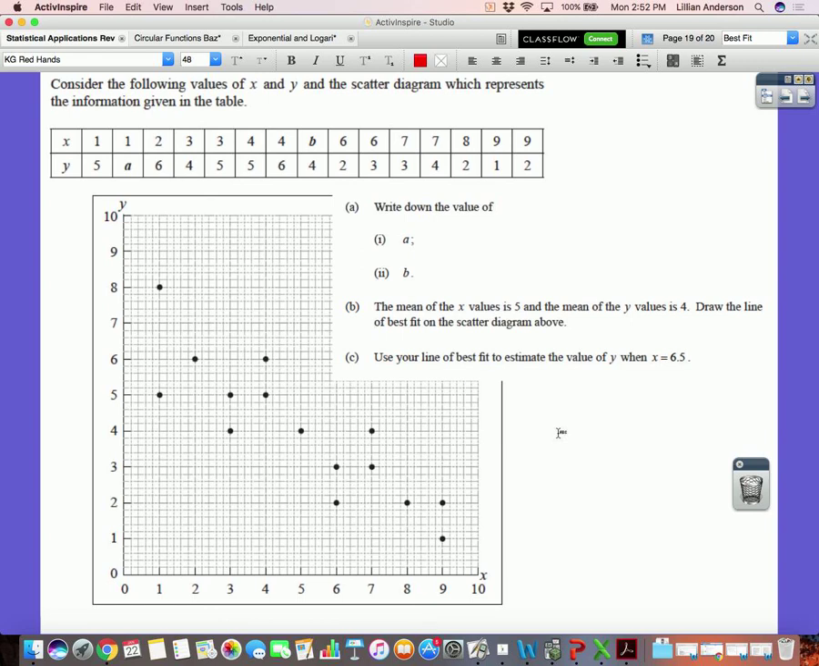We have to write down the value of A and B. Look at this graph. What's going to be the value of A? Is it 5 or is it 8? Exactly. You see that right there? They already have the 5 taken care of, but they don't have the 8. Now let's try to find the value of B. What's the value of B?